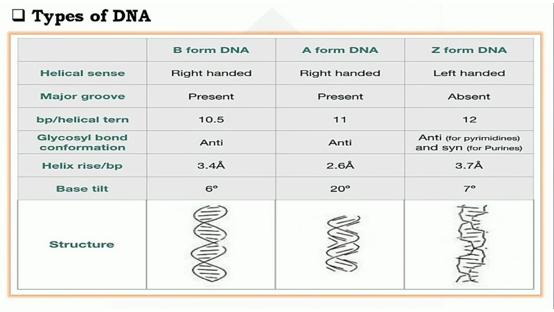Next point is glycosyl bond conformation. For B and A it forms anti, whereas for Z form of DNA it forms anti for pyrimidines and it forms syn for purines. Our next point is helix rise per base pair. For B form it is 3.4 Angstrom, for A form it is 2.6 Angstrom, and for Z form it is 3.7 Angstrom. Next is base tilt. For B form it is 6 degrees, for A form it is 20 degrees, and for Z form it is 7 degrees.